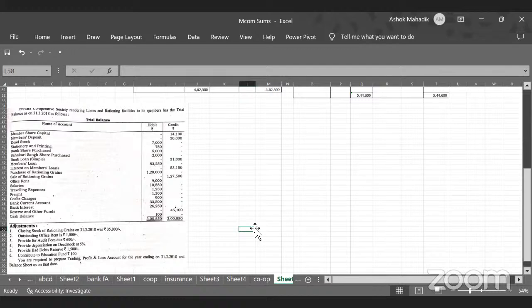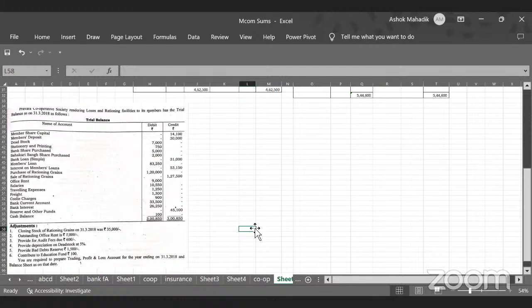Coolie charges, it can be on purchase or sale. We presume it on purchase, so it will be trading. If you write a note that it relates to sales, then you can put it in P&L, but I suggest you take it in trading account. Bank current account, the first heading, cash and bank, under that it will appear. Bank interest, it is on the debit side, so it's an expense, so P&L account debit. Reserve and other funds, under reserve, second head under share capital. Cash and bank, first head on the asset side. That's it. Next, we have adjustments.